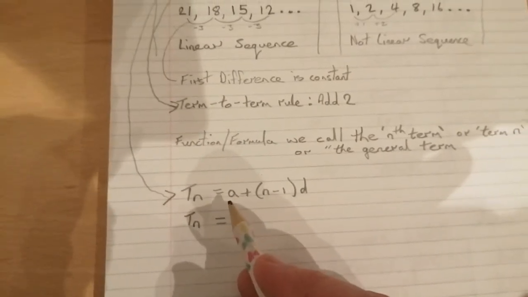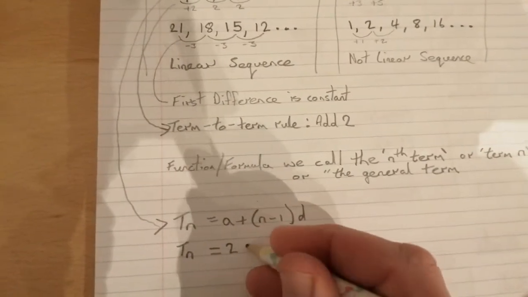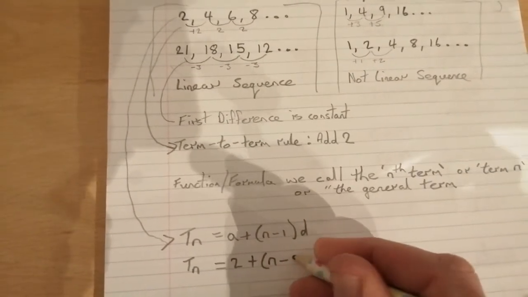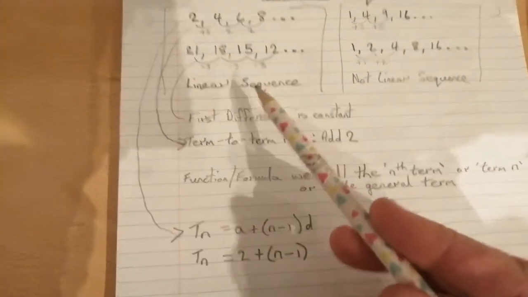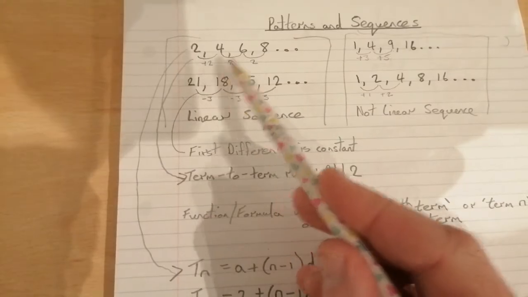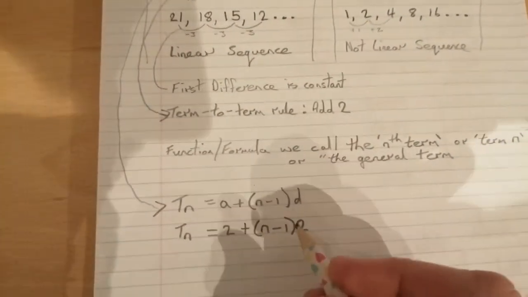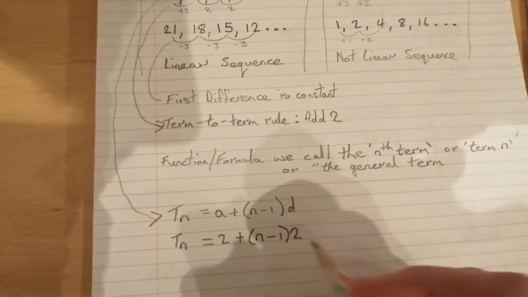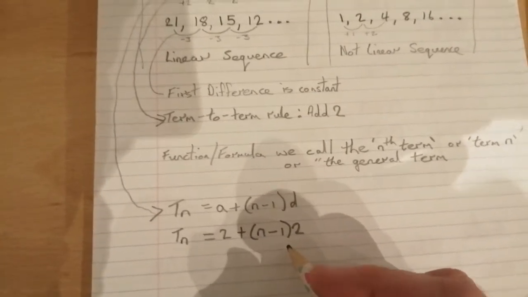So we said a already is the first term in the sequence. If we're using this sequence here, the first term is 2. So it's 2 plus, again, we're not subbing anything in for n, so we have to leave that as n minus 1 for a minute. D we said is the common first difference here, plus 2, isn't it? So 2. Now be careful, it is a positive 2, but we don't put in plus 2 because we're multiplying by d here. Okay, so that's just subbing in the values.